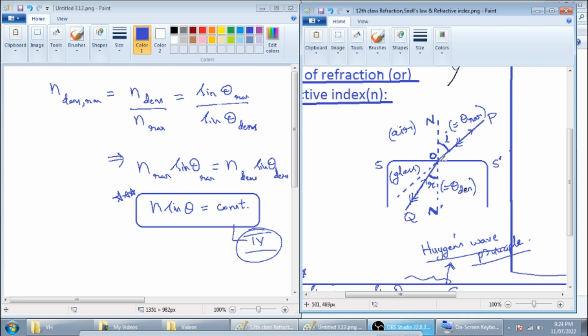Now just observe, what is the importance of this particular situation? The light ray is going along a path PO, and after refraction it takes a path OQ. If the light ray starts at the exit point but in the reverse direction, it exactly retraces the same path in the opposite direction. This is called reversibility of light. More accurately, it is called the principle of reversibility of light.